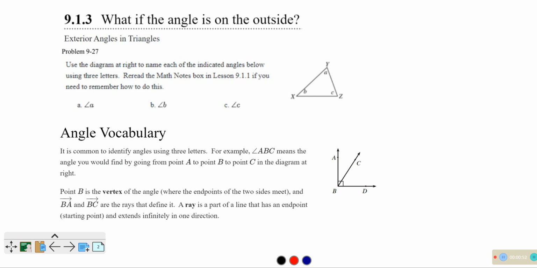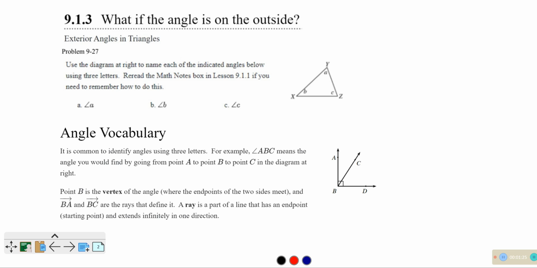Okay, problem 9-27. Use the diagram at right to name each of the indicated angles below using 3 letters. I want you to notice that sometimes you are finding angle 1 or angle 2 or angle 3. In this example, you're finding angle A or angle B or angle C. However, there's another way to find an angle, and it's using the sides of a triangle.